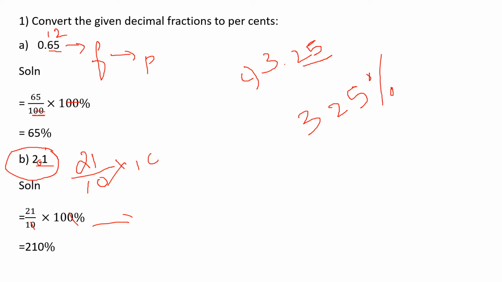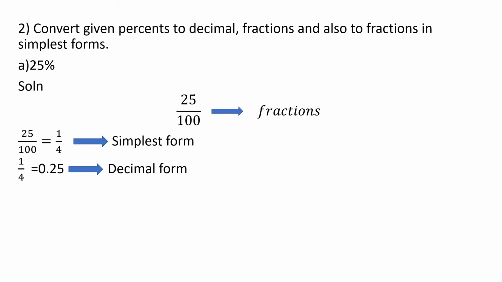Okay, children. Now let's see the next question: convert the given percentage. There the question has given a percentage. You want to convert this percentage first into a fraction, then to a decimal value, then to the simplest form. So 25 percent, how will you convert it to a fraction, children? 25 percent means out of 100 you are getting 25, right? So you will write the numerator 25 and denominator 100. So we have converted that into a fraction, that is 25 by 100.